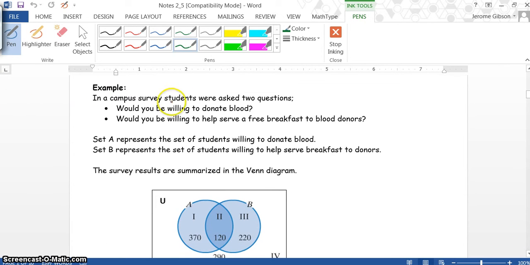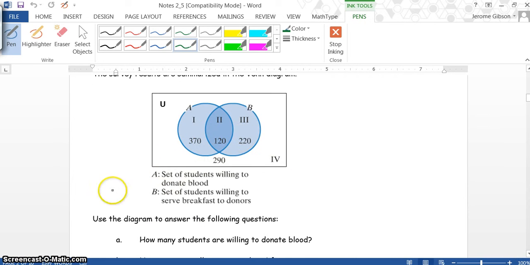Example: in a campus survey, students were asked 2 questions. Would you be willing to donate blood? Would you be willing to help serve a free breakfast to blood donors? Set A represents the set of students willing to donate blood. Set B represents the set of students willing to help serve breakfast to donors. The survey results are summarized in the Venn diagram.